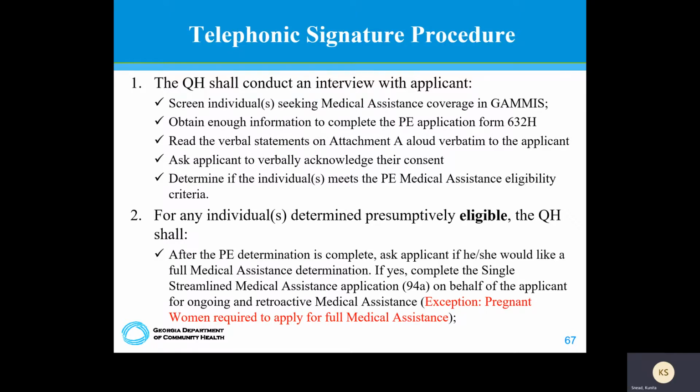Once they have given their verbal consent, then you will make an eligibility determination to see if those individuals are eligible. If they are eligible, you're going to ask them if they would like to apply for full Medicaid. Now, this is the difference here. If you were doing the application in the office with the applicant there with you, they would complete the 94A while you're doing the PE process. But since you have them over the phone, you're going to have to do the 94A on their behalf. So meaning that you're going to be completing the 632H and the 94A. You're going to be completing all that information while you have them over the phone. And remember the exceptions that pregnant women are required, so you're going to always be completing their 94A.